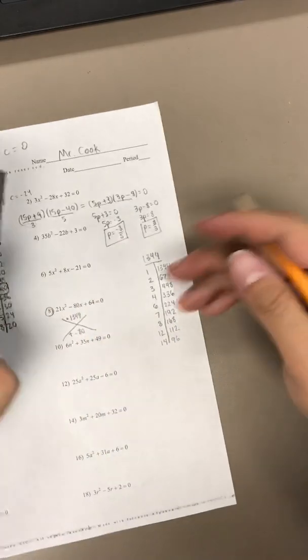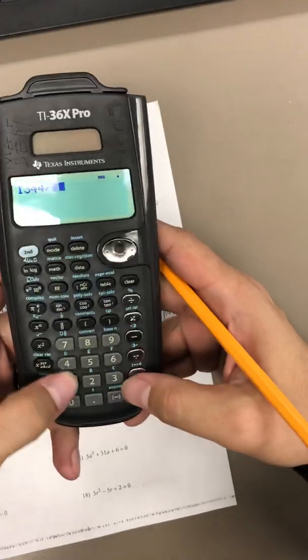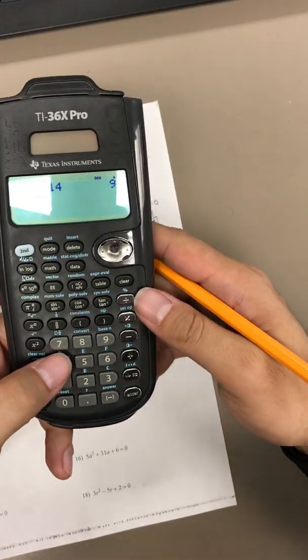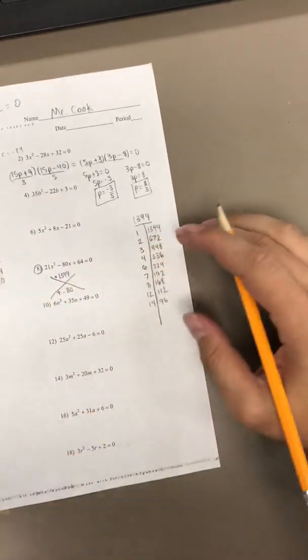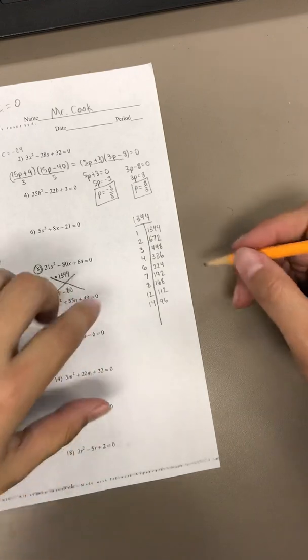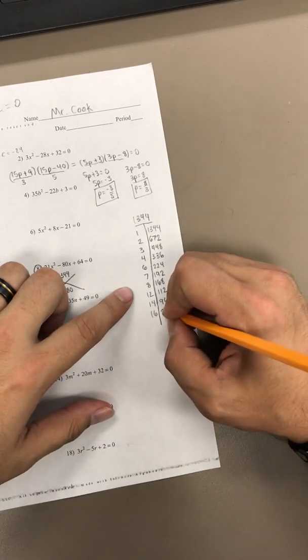96. I better double check that one just to make sure. 1344 divided by 14. Oh, yeah, 96. Okay, so 96 was right. Won't divide by 15 because it doesn't divide by 5. And then 16 will work. So 16, and then we get 84.